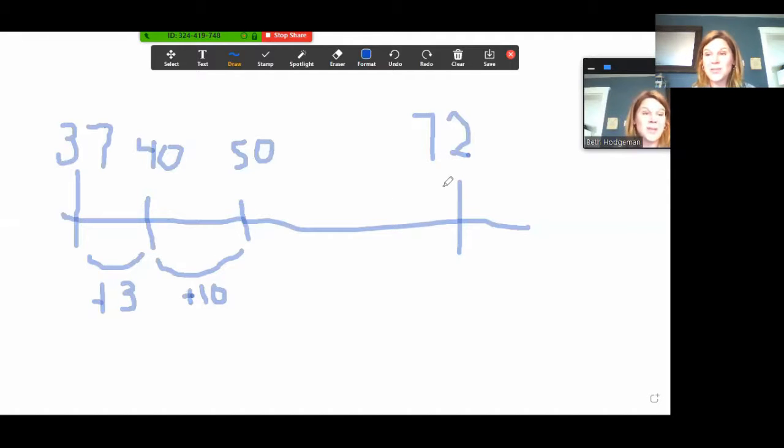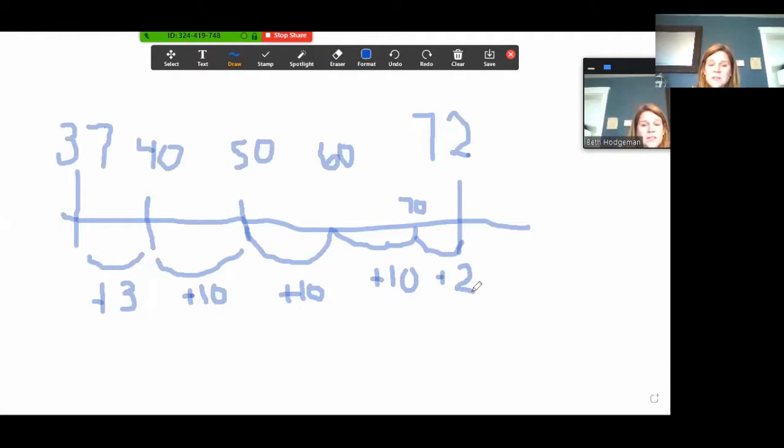But I rode my bike all the way to 72, so I'm going to keep going. Well, another 10 would end up at 60. I'm not there yet, but that's plus another 10. And now one more 10 will put me at 70. Wow, I'm really close to 72 now. This was another plus 10 to get to 70. And now I only need 2 more to get to 72.